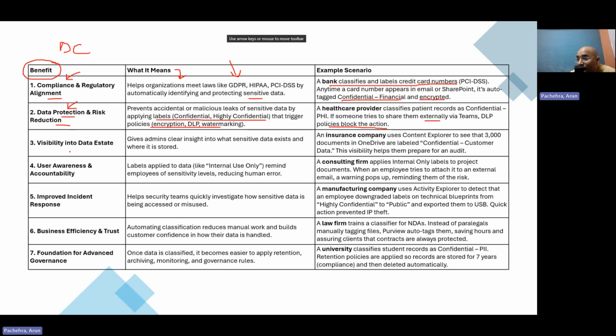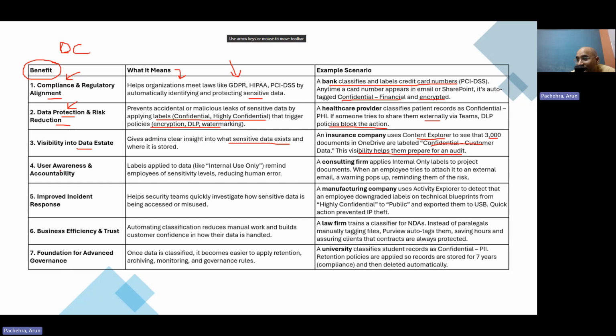Now it will give you visibility into your data state. Who will give you that? Data classification. How? Because it gives admins clear insight into what sensitive data exists and where it is stored. For example, an insurance company uses Content Explorer to see that 3,000 documents in OneDrive are labeled as confidential customer data. This visibility helps them prepare for an audit.